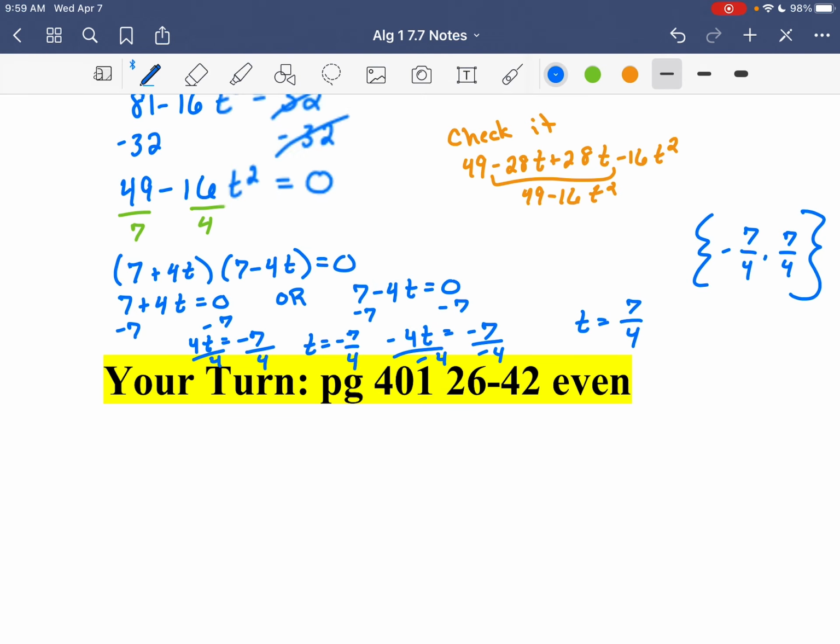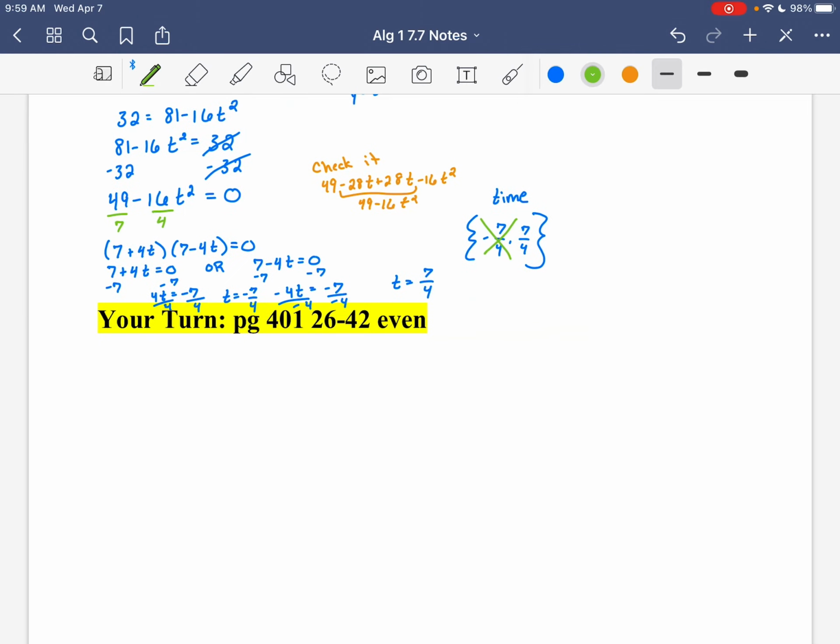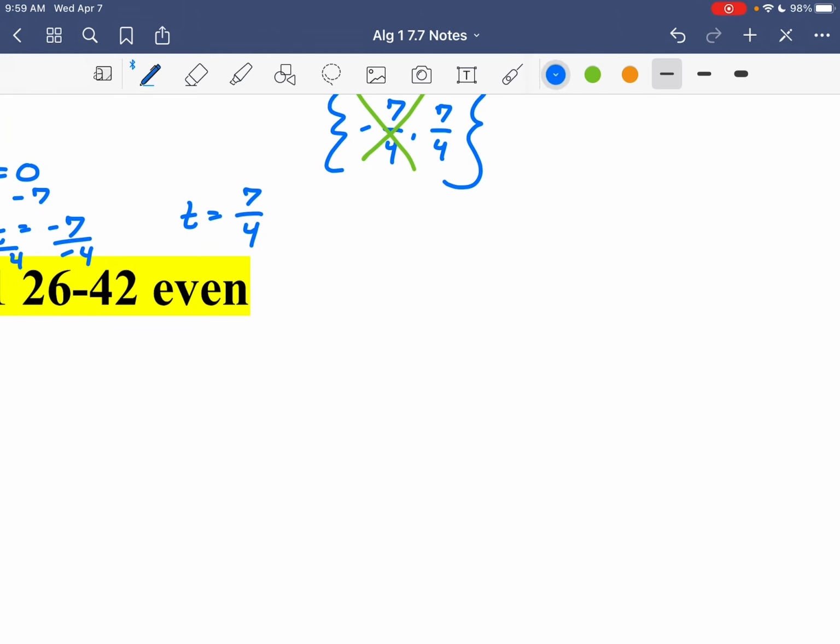But unlike our other problems, this has context. This is time. Well, negative 7/4 makes absolutely no sense in this context. Time of negative 7/4 makes no sense. So my time is 7/4.